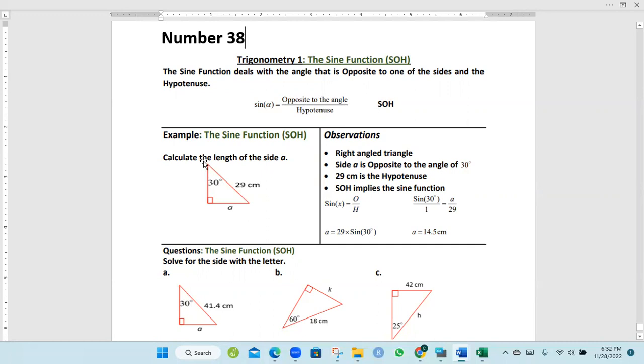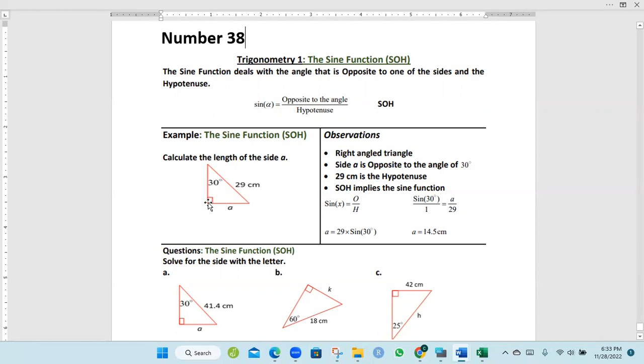So here you have an example. The sine function SO. Calculate the length of the side A. That's why it's good to write down your observations. First, we are dealing with a right angle triangle, and this is stated. Always good to state what type of triangle you are dealing with. Then the next recommended step is to talk about the side with the letter you're trying to solve. So the letter is A.